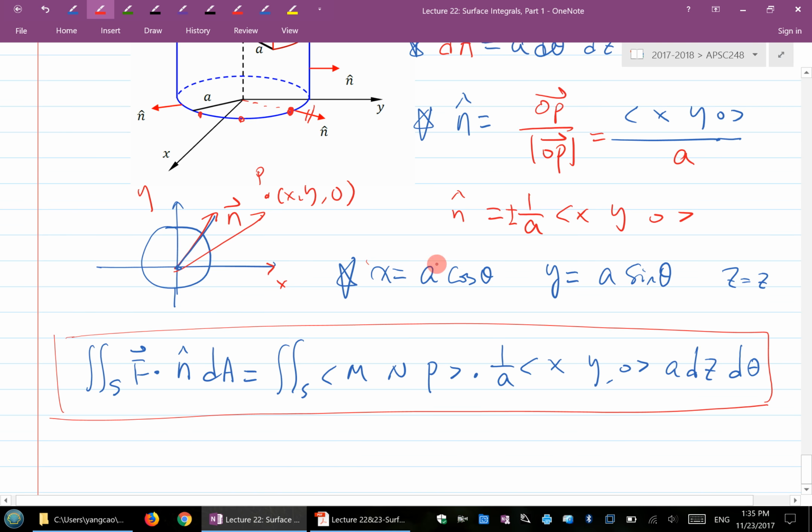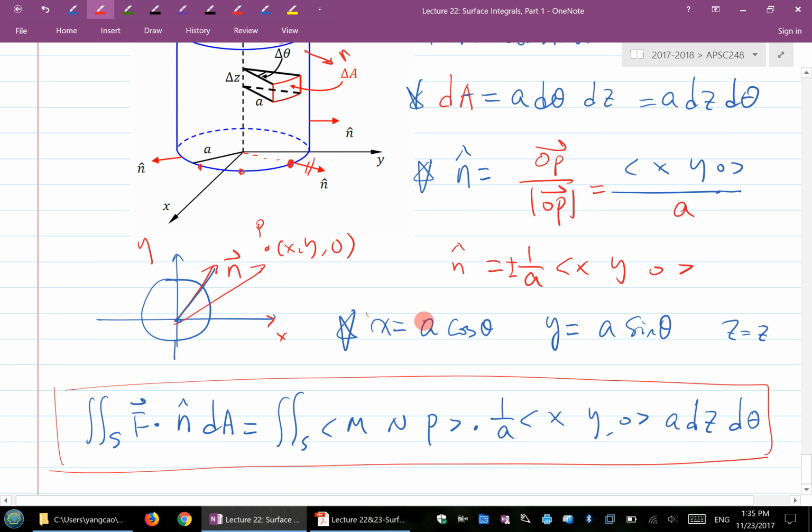Okay, plus this. So you basically will substitute your x, y here. Okay, and also m and p is a function of x, y, z, and you do the similar substitution. The limits for z and theta are found the same way as when you're using cylindrical coordinates in a triple integral. Okay, so that's the formula for the special surface, the cylindrical type of surface.